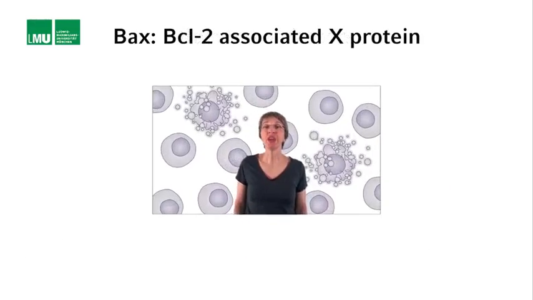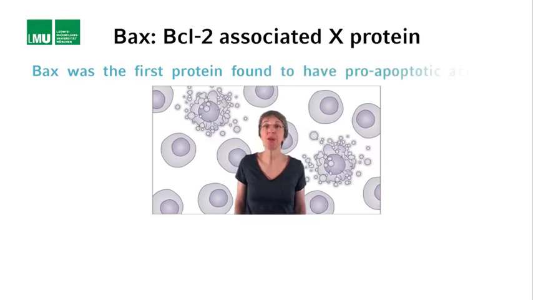The identification of Bax was an important step because it represented the first protein with pro-apoptotic activity. However, just like in the case of BCL2, the amino acid sequence of Bax did not reveal any molecular mechanism or mechanisms that these proteins might use to affect apoptosis.